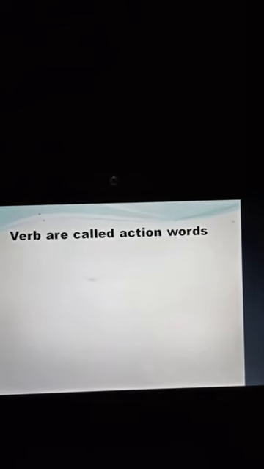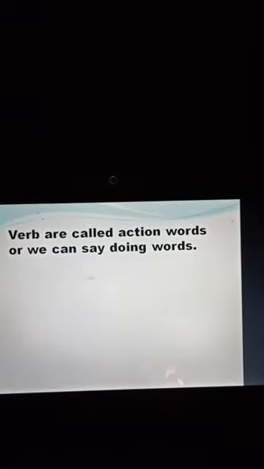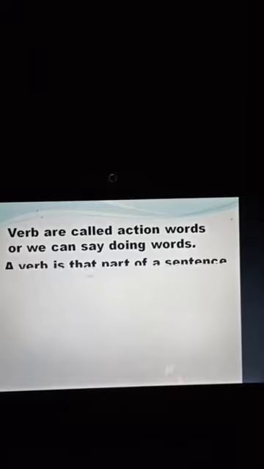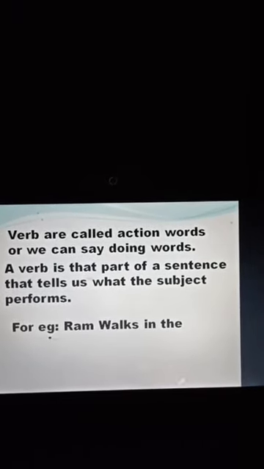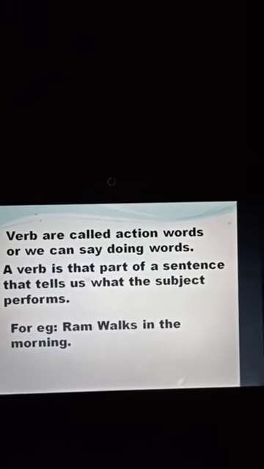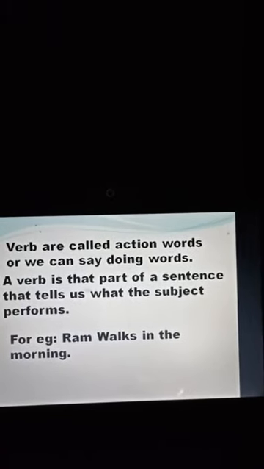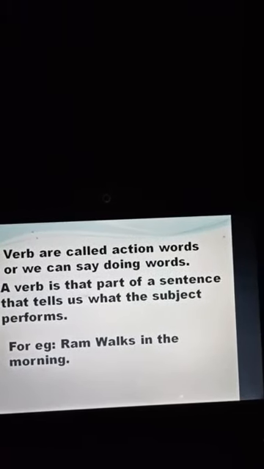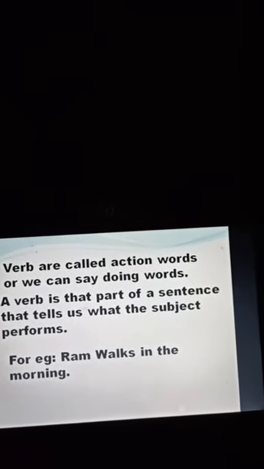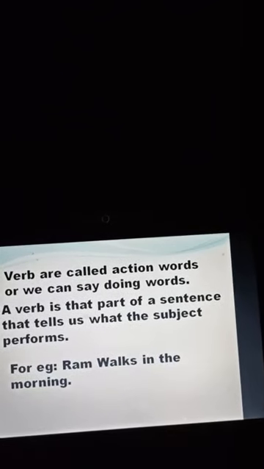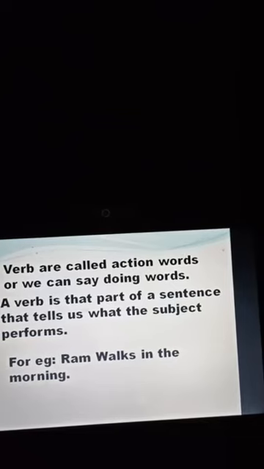Now again I am telling you about the verb. Verbs are called action words, or we can say doing words. A verb is that part of the sentence that tells us what the subject performs. For example, Ram walks in the morning. Here Ram is the subject, walks is an action word, so it is the verb. In the morning is the object, because it follows the verb.